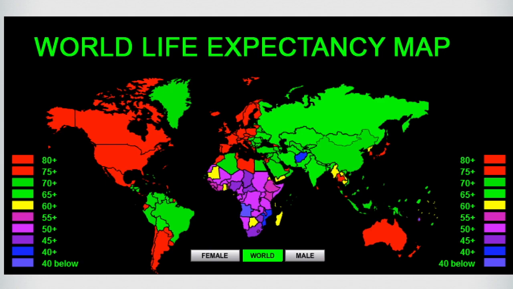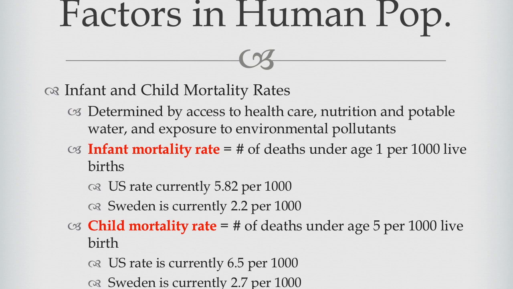Map of life expectancy. The red is 75 plus. The green is 65 plus. And then the purple is kind of below 45, 50. Why do we see such a low life expectancy in sub-Saharan Africa? What disease? Ebola? Not Ebola, not West Nile. HIV. There are still very high rates of HIV in sub-Saharan Africa, which lowers the average life expectancy.